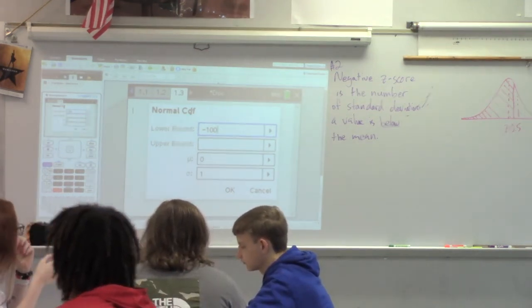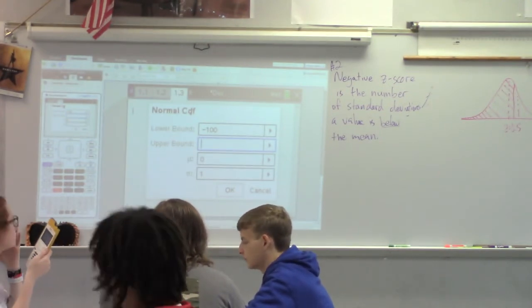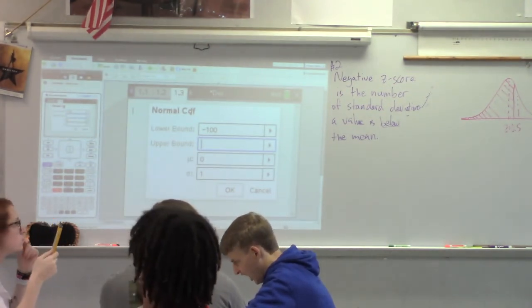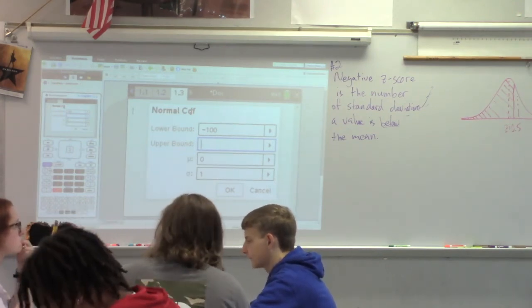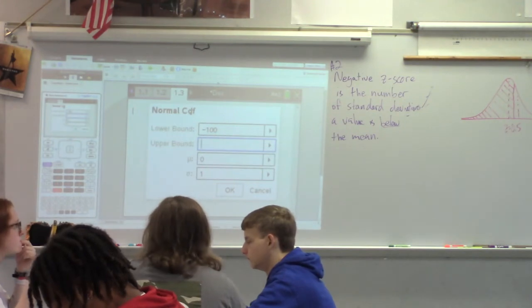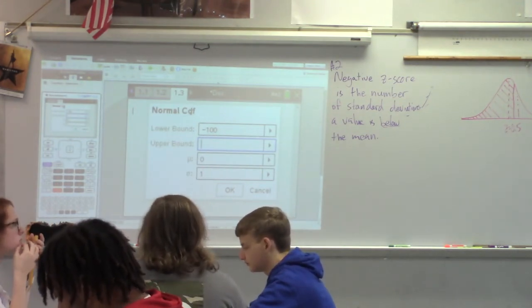Okay, so what is the upper bound of that shaded region that I want to find? You can put -100, you could put -1000. It just needs to be super negative compared to that -3.